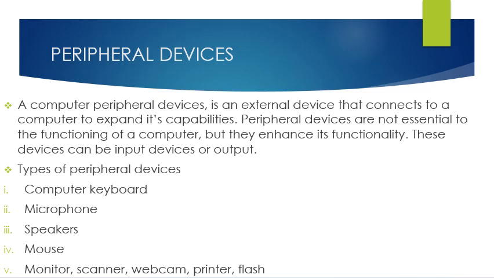They are also devices on their own, but they are attached to the computer so that they can provide a meaningful result. So let's look at types of peripheral devices. We have computer keyboard, microphone, speakers, mouse, monitor, scanner, webcam, and printers. These are examples of peripheral devices. They can either be input devices or output devices.